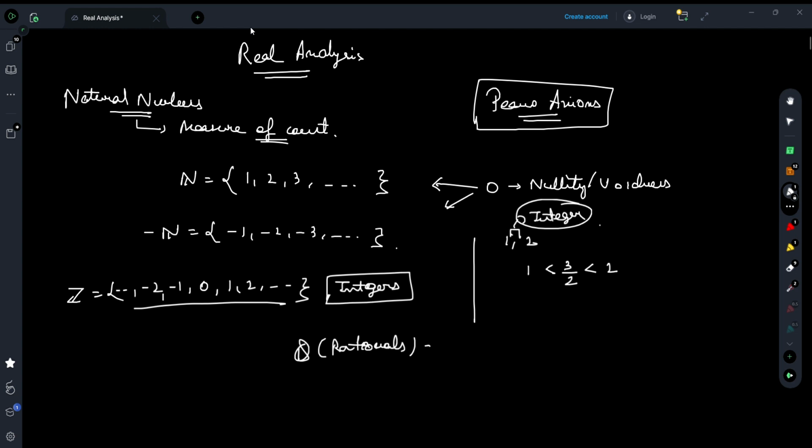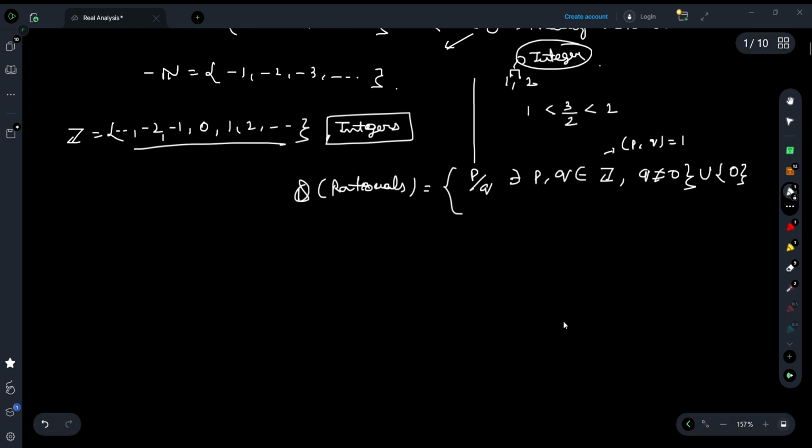The rationals basically contain the set of all numbers of the form p over q such that p and q belong to the set of integers and q is non-zero. Clear? Got it? We can also add one more condition to it, that the GCD of p and q is 1, so that we neglect the repetition of numbers.